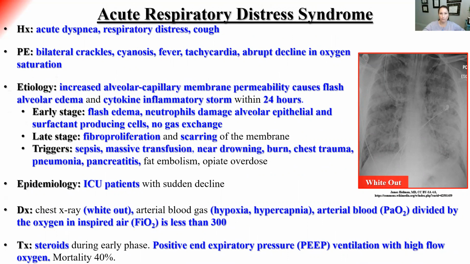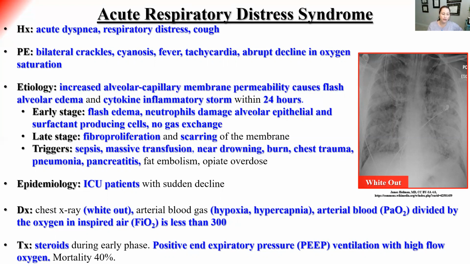Those lung fields are completely filled. So that's called a whiteout on X-ray. Acute respiratory distress syndrome is something that happens when we have an increase in the capillary alveolar membrane permeability, and it causes flash pulmonary edema and this cytokine inflammatory storm. And this all happens within about 24 hours. So there is a high rate of mortality, about 40% in these patients.